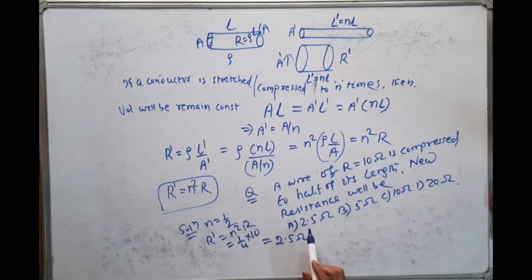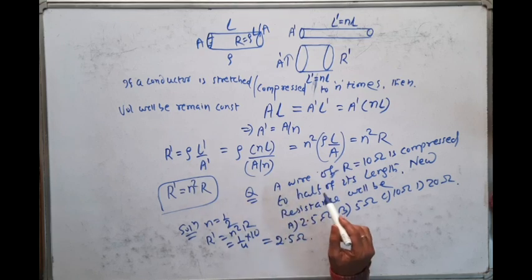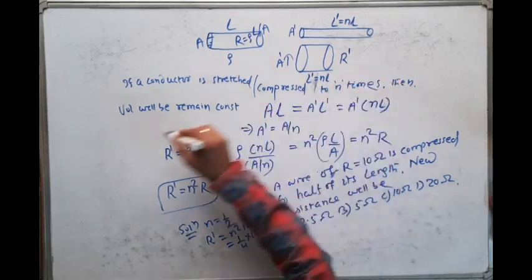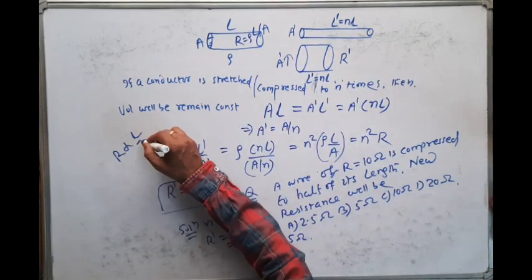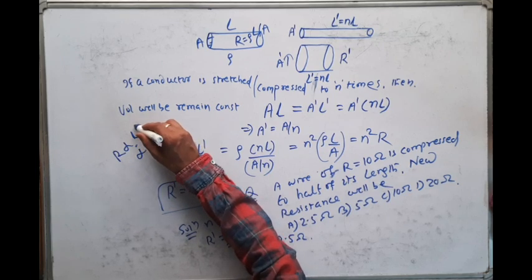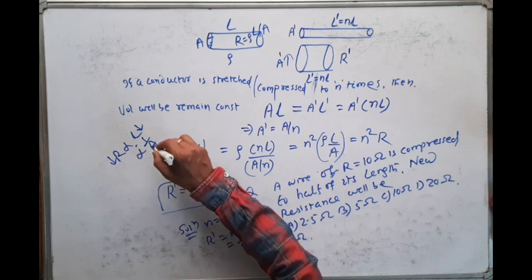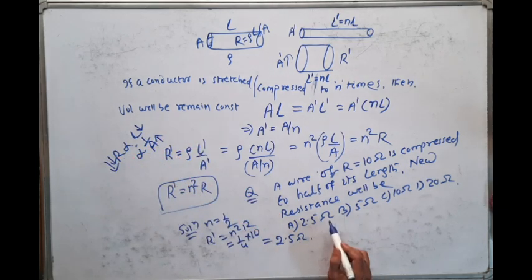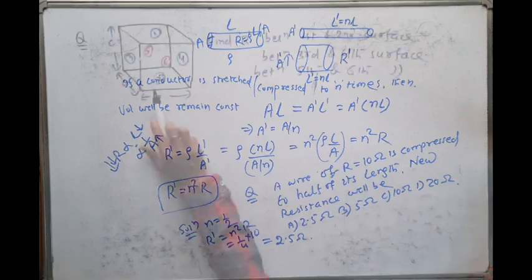First, you should see whether it will decrease or increase. Definitely it will decrease, because length decreases, so resistance will decrease. And since length is decreasing, area will increase. We know R is directly proportional to length and inversely proportional to the area. If length decreases, resistance decreases. If area increases, resistance will decrease. So definitely resistance will decrease, but by what factor? n square, that is 2.5 ohm.